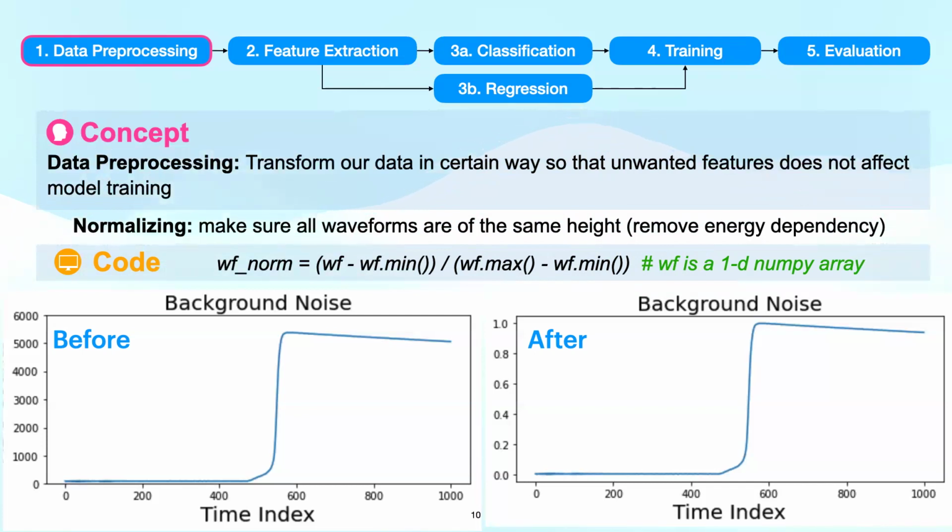After that, you can see that before, my waveform could go to any value. This waveform rises all the way to 5,000. But after you normalize it, you can see the waveform just varies between 0 and 1. And you can do this for every single waveform. If you do that, you remove the energy dependency, which is something you don't want when you are training your machine learning model.